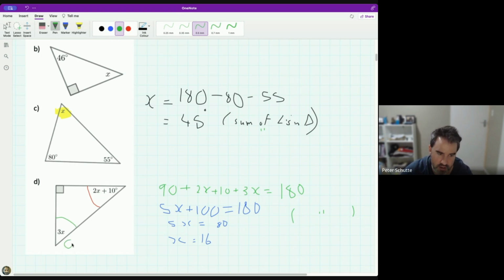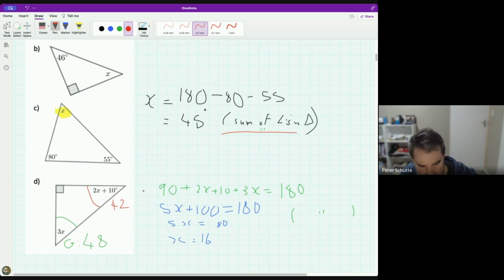So the green one would just be 3 times 16, which is 48. And the red one would be 2 times 16, which is 32, plus 10, that should be 42. Okay, so when we talk about solving triangles, we can either solve for the angle, the side, or the area. And in this case, you have solved for the angles using just the property of a triangle, that the sum of angles in a triangle add up to 180.